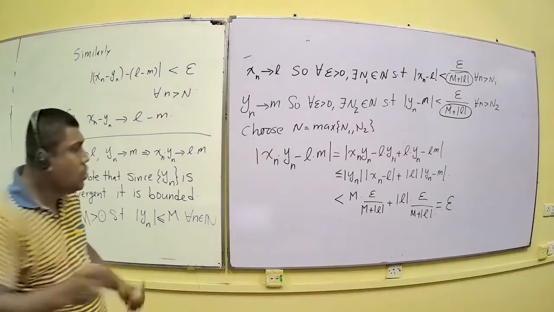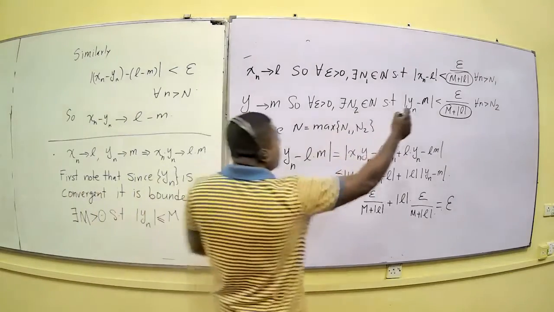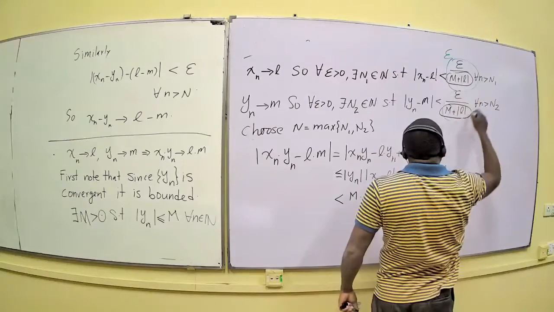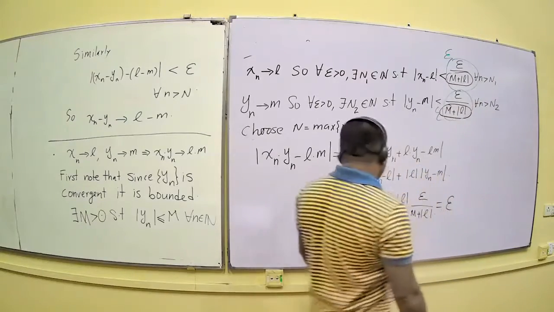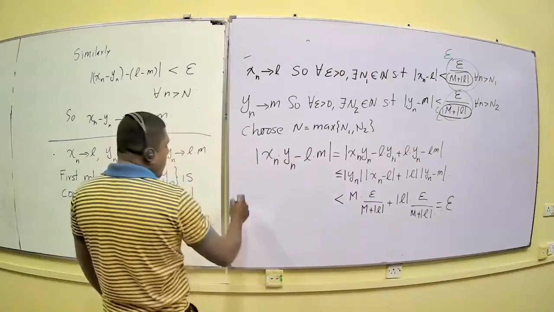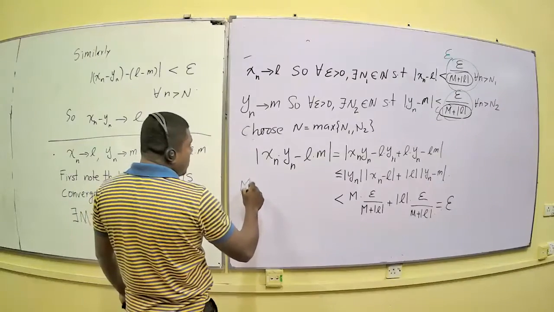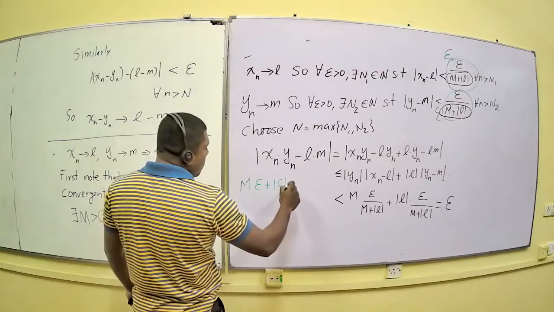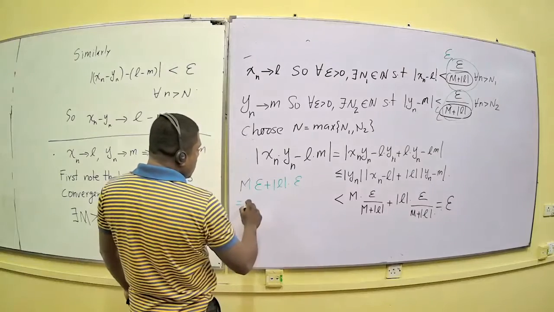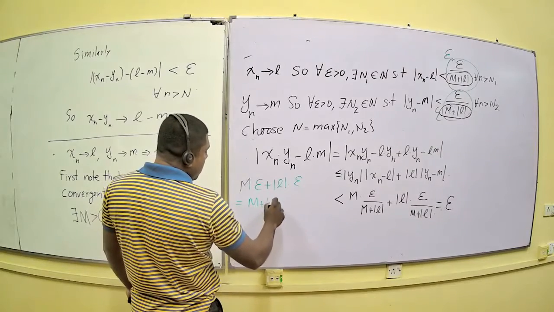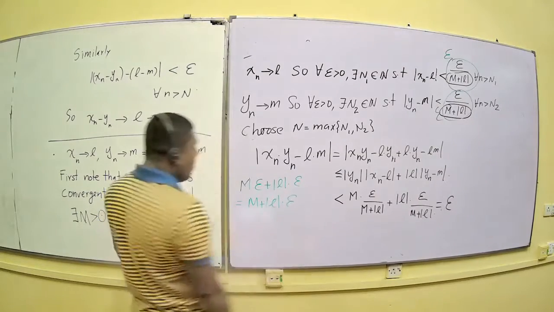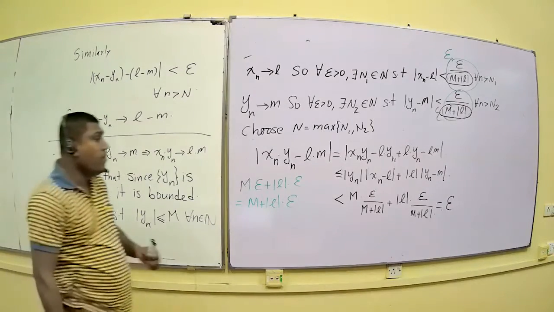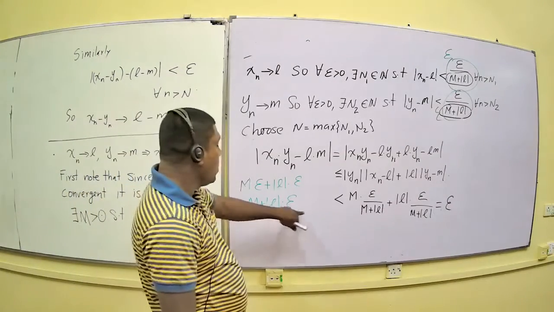And suppose I didn't choose these, and in place of it I just say epsilon. From here this is what I will get: this is less than m epsilon plus absolute value of L epsilon. So this is actually m plus absolute value of L times epsilon. Right? So this is what I have. But I should have only epsilon here.